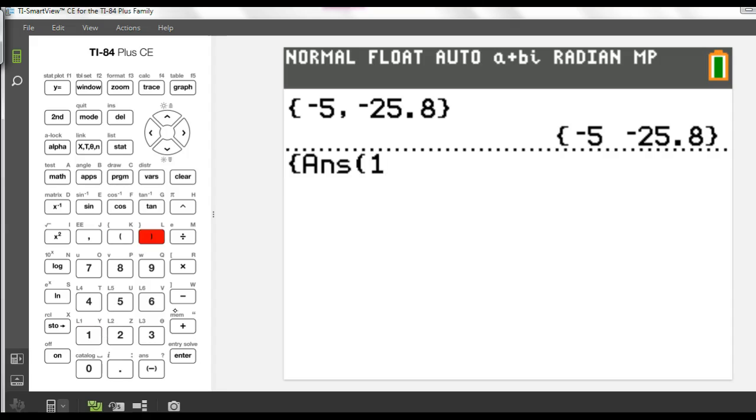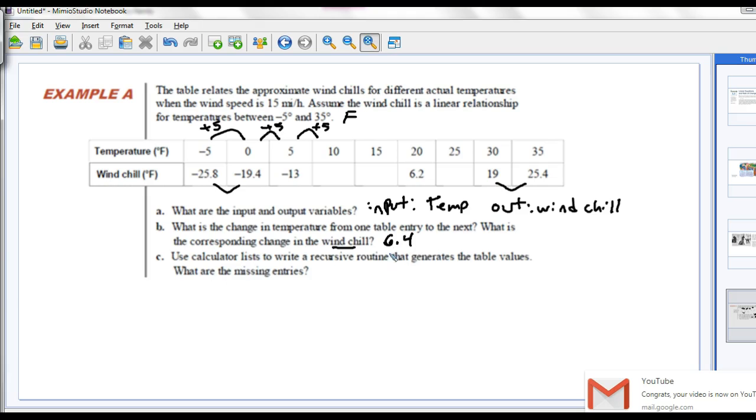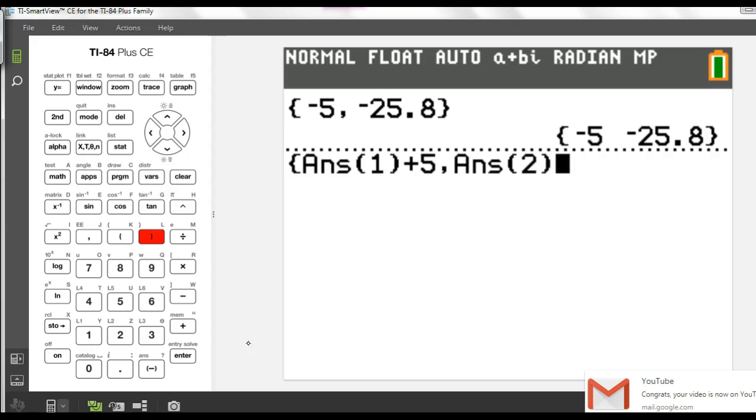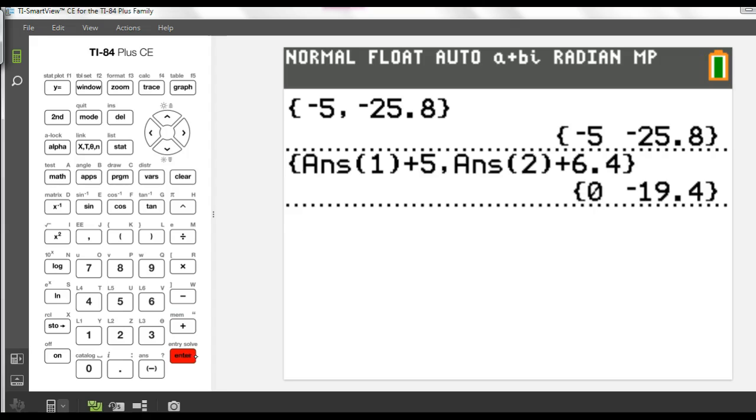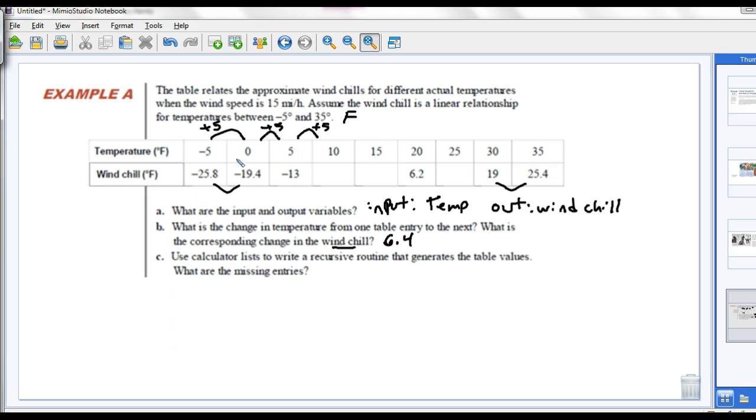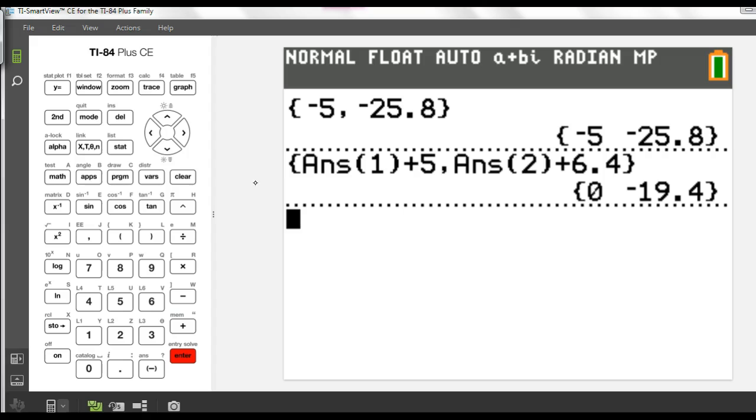What are we doing with those temperatures? We're adding 5, and then Answer 2. What are we doing with Answer 2? If you remember, we're adding 6.4. Then I can close my bracket and see if I get the right number: negative 19.4 when it's at 0. That's what I got here. That's a good sign that I'm probably doing this right.